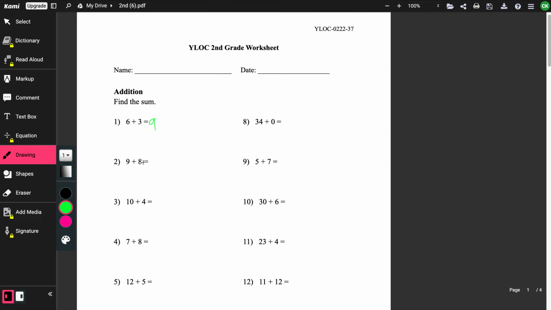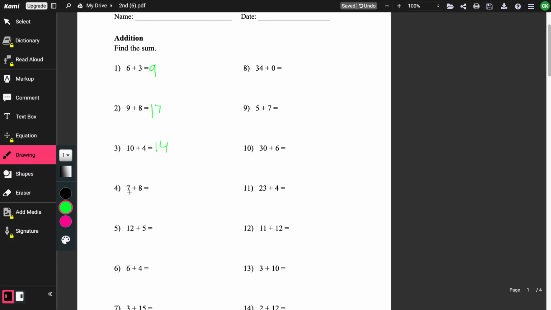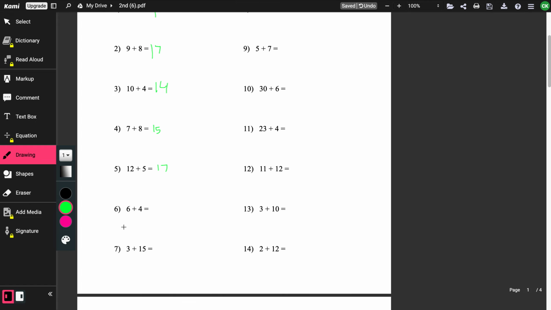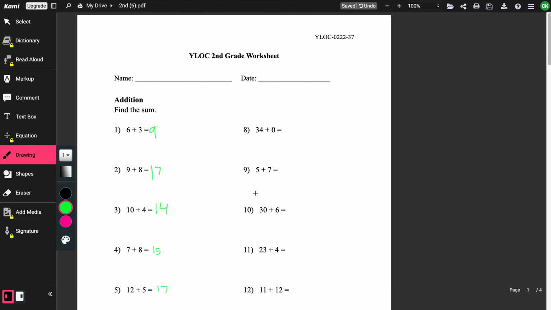And again, for 2, 9 plus 8, that's 17. And for number 3, 10 plus 4, that's 14. And 4, 7 plus 8, that's 15. And 5, 12 plus 5 is 17. And 6, plus 4, that's 10. 7, 3 plus 15, that's 18. And for 8, 34 plus 0 is 34.